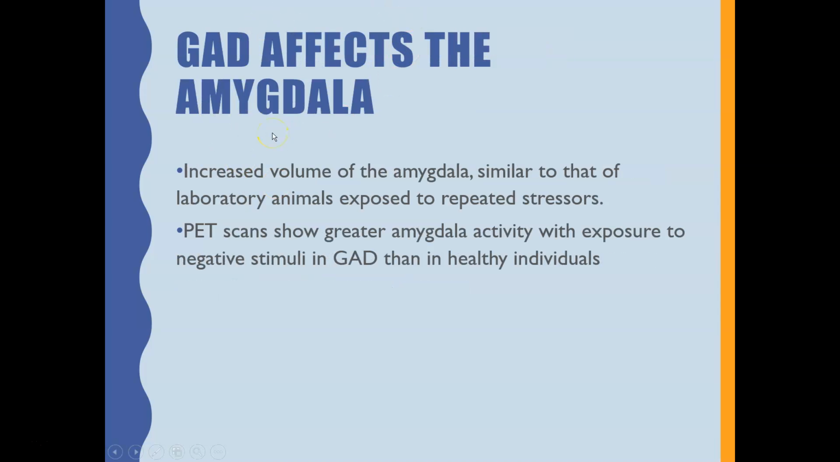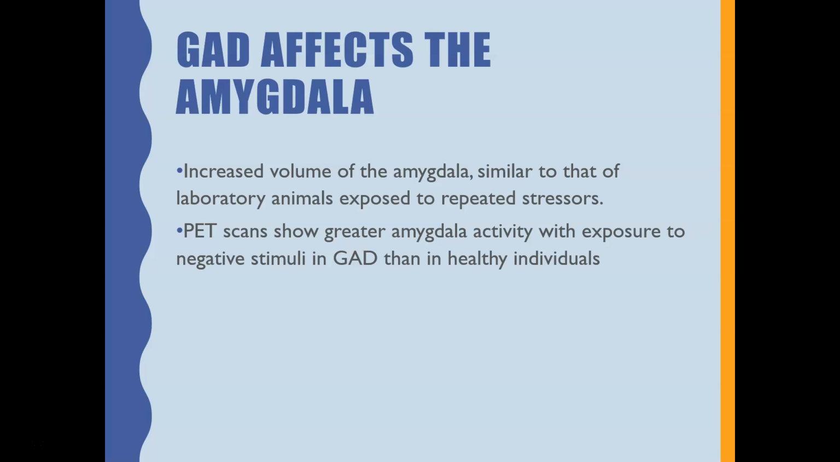So GAD affects the amygdala. One of the things that we do find is that the amygdala will actually increase in its volume, very similar to what we would find in laboratory animals that are exposed to repeated stressors. And additionally, when we've looked at its metabolic output, PET scans, so a PET scan, just as a reminder, we inject you with a radioactively labeled form of glucose, and we're basically trying to see which areas of the brain are more metabolically active. Areas that take in greater amounts of glucose are assumed to be more active.